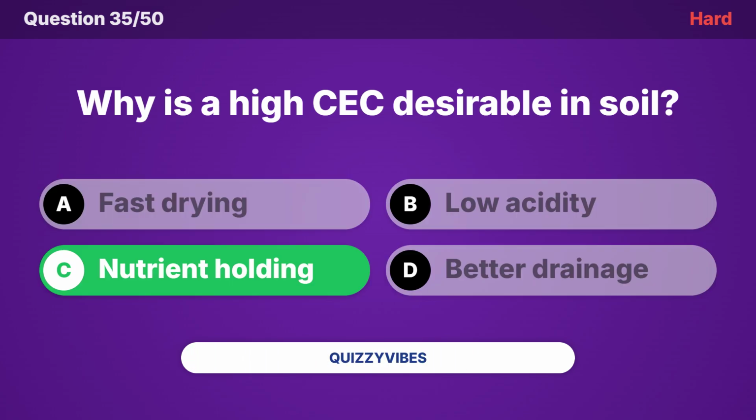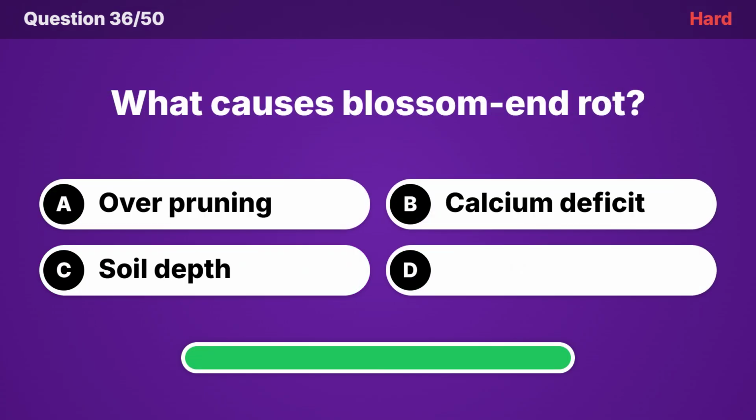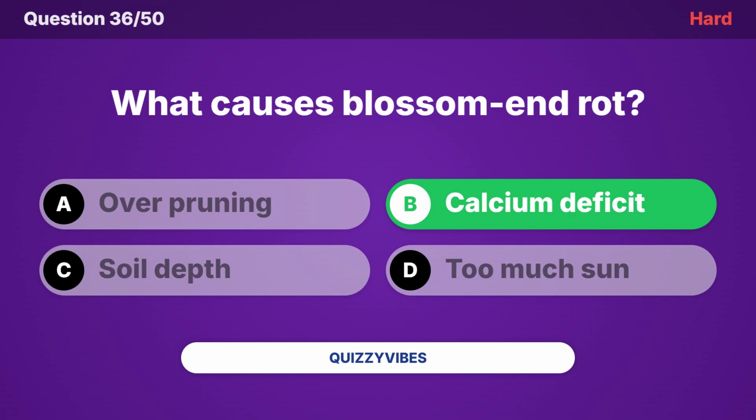The correct choice is nutrient holding. What causes blossom end rot? And the answer is calcium deficit.